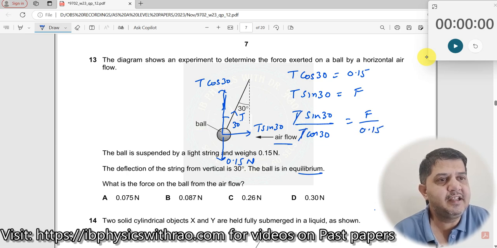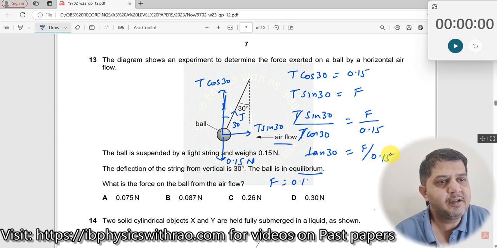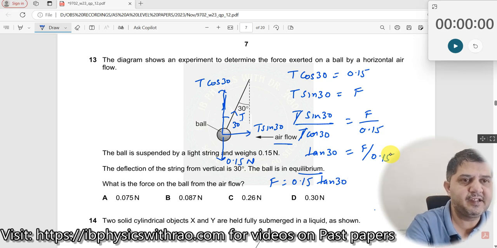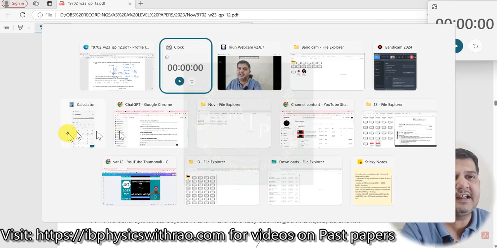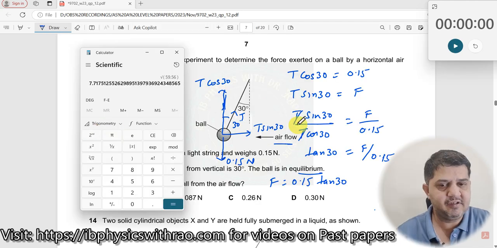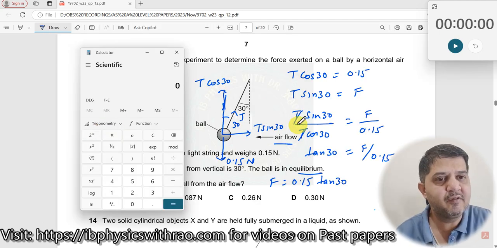So the T and T get canceled. I get tan 30 here. So tan 30 is equal to F divided by 0.15, or I can now write F is equal to 0.15 times tan 30. Okay, now let me use the calculator to get the actual value of this, which will now be equal to, what is tan 30?